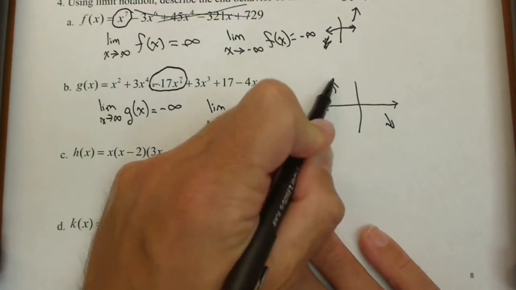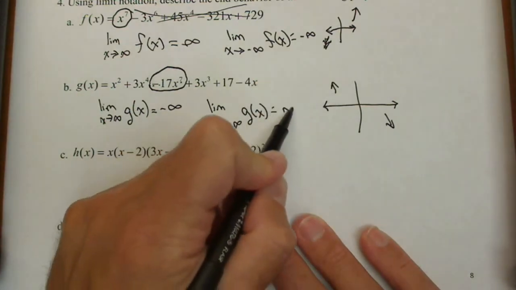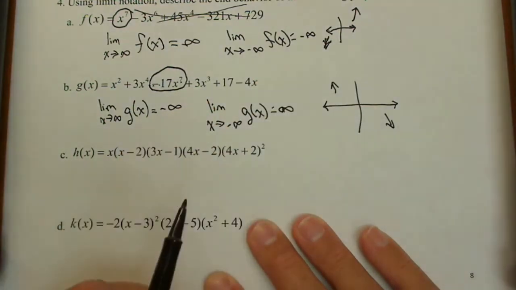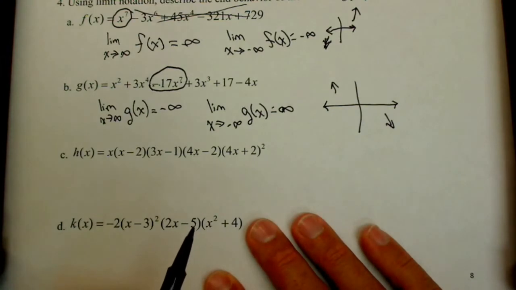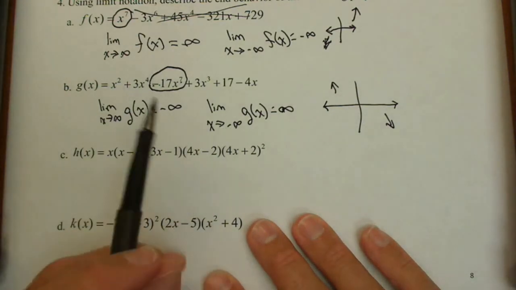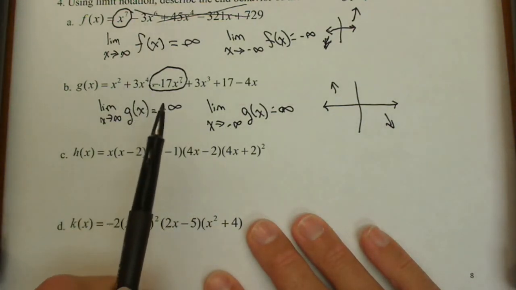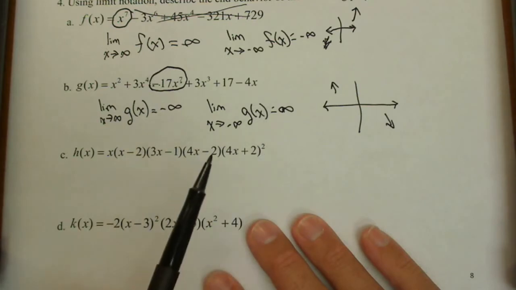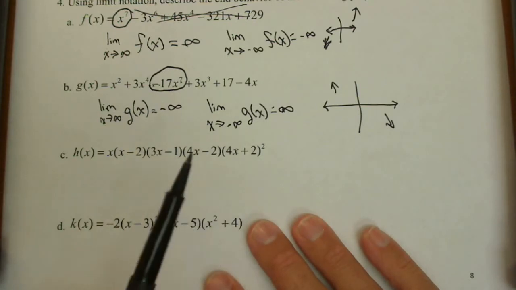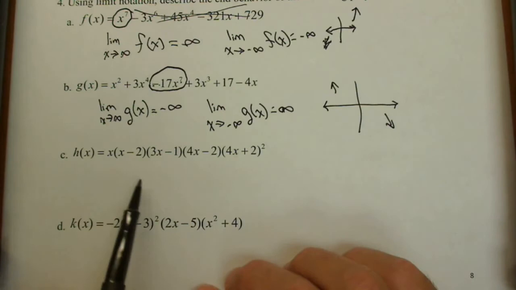Now as we go to negative infinity, it's going up, so it's equal to positive infinity. All polynomials have 2 ends, so there should be a limit for both of them. And with polynomials, they're either going to go to positive or negative infinity. There's not that many possibilities. Alright, let's look at C.